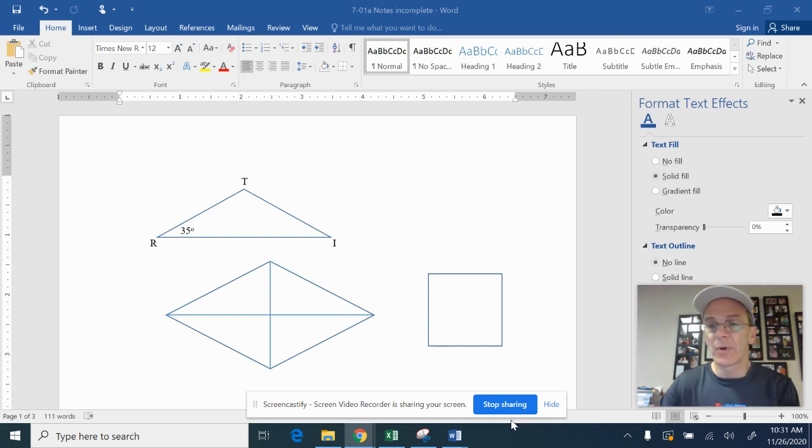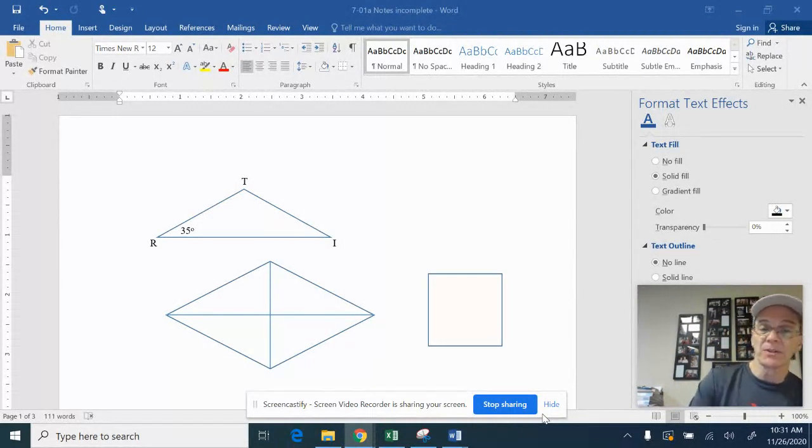Hey everybody, lesson 7.1. Today, let's consider this triangle up in the upper left-hand corner of this screen here. It's got a 35-degree angle in it. You've learned by now that if I asked you what is the measure of angle TIR, the appropriate response would be cannot be determined, or we don't know, something to that effect.